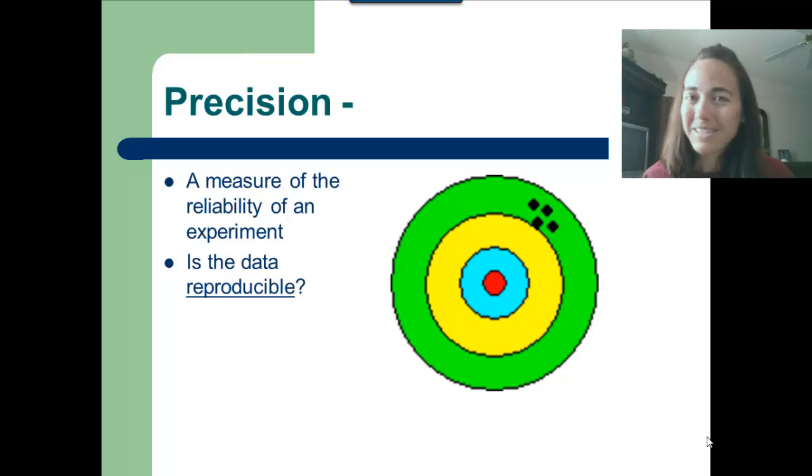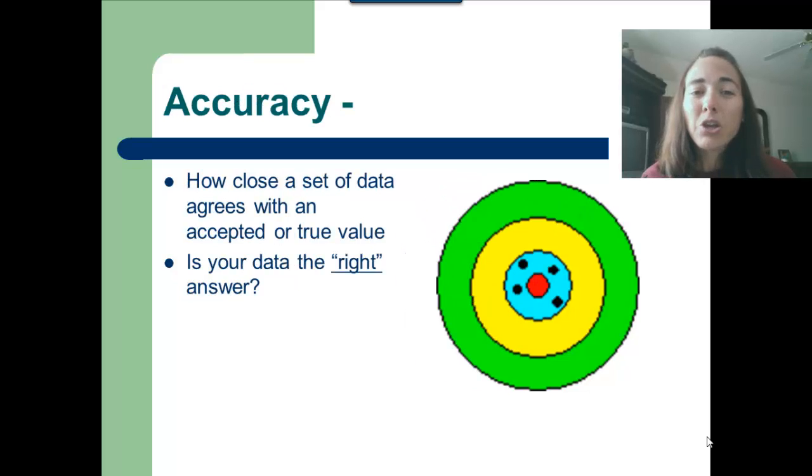So what's accuracy? Accuracy is how close your data agrees to an accepted or a given value. For example, in this bullseye, the four dots are centered around the bullseye. So the person has hit near the bullseye every time. So they're really close to the accepted answer. They're accurate, but in this case they're not precise because they didn't hit in the same area of the target every time. Make sense?